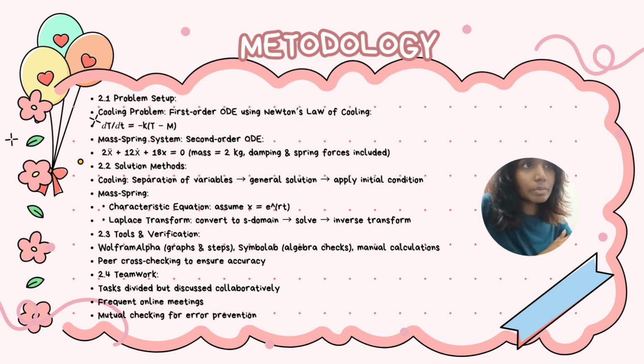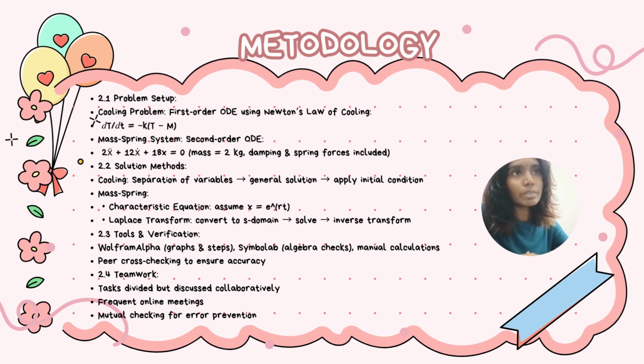Characteristic equation method, we assume a solution of the form e^(rt) and substitute it into the differential equation. This gave us a quadratic equation to solve for r, which tells us what type of motion the system has. Laplace transform method. We converted the differential equation into the s domain, solved the algebraic equation, then transformed back to get the time domain solution.